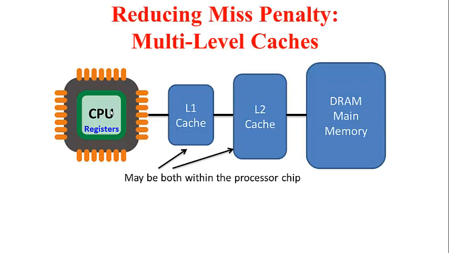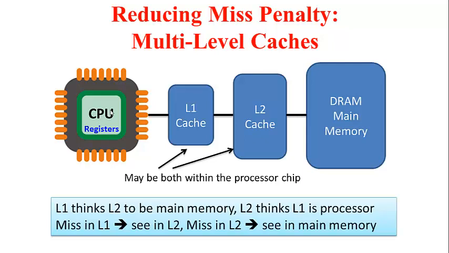Using multi-level caches is a very effective idea to reduce the miss penalty. In our discussion thus far, we had asked the L1 cache to fetch a missing block from main memory. How about adding another level of cache so that on a L1 miss, you do not have to access main memory, but only another cache. So in this hierarchy of caches, L1 will operate thinking L2 to be the main memory, while on the other hand, L2 will operate thinking L1 is the processor.